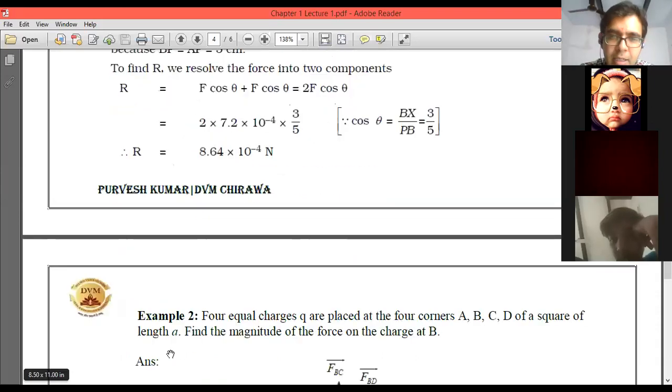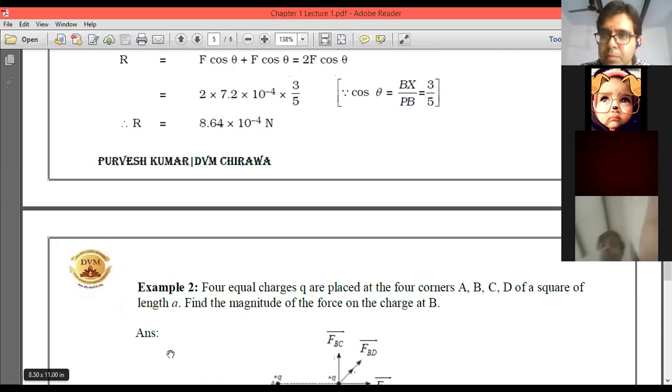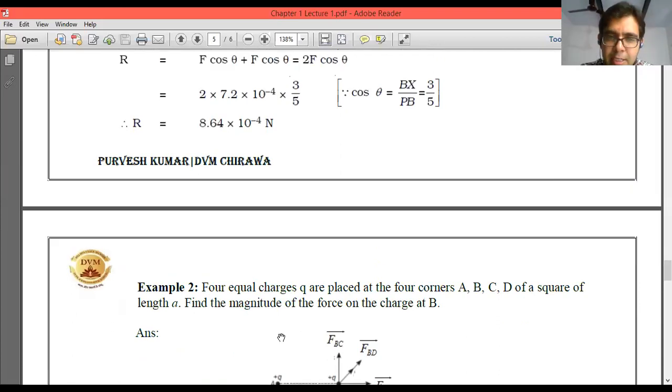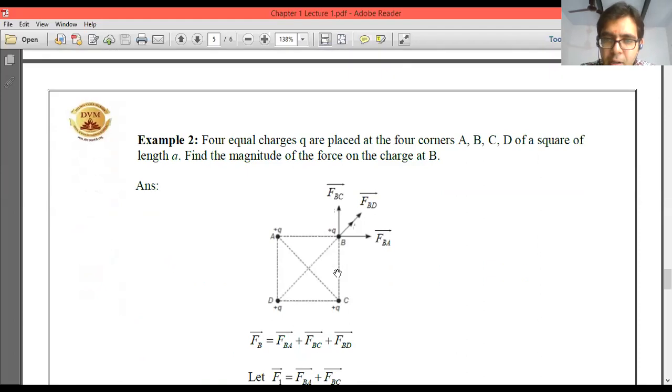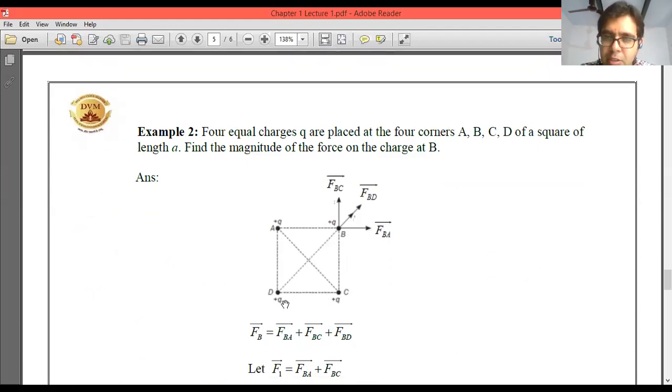Let's solve one more numerical. See this thing, we are having 4 charges of equal magnitude placed at 4 corners of square ABCD, and the length of the square is A. We need to find the magnitude of the force on the charge present at B. At all the corners we are having the same charge, and the distance between the charge present at A and the charge present at B is A. Similarly, the distance between the charge present at C and the charge present at D is A. The side of the square is A.